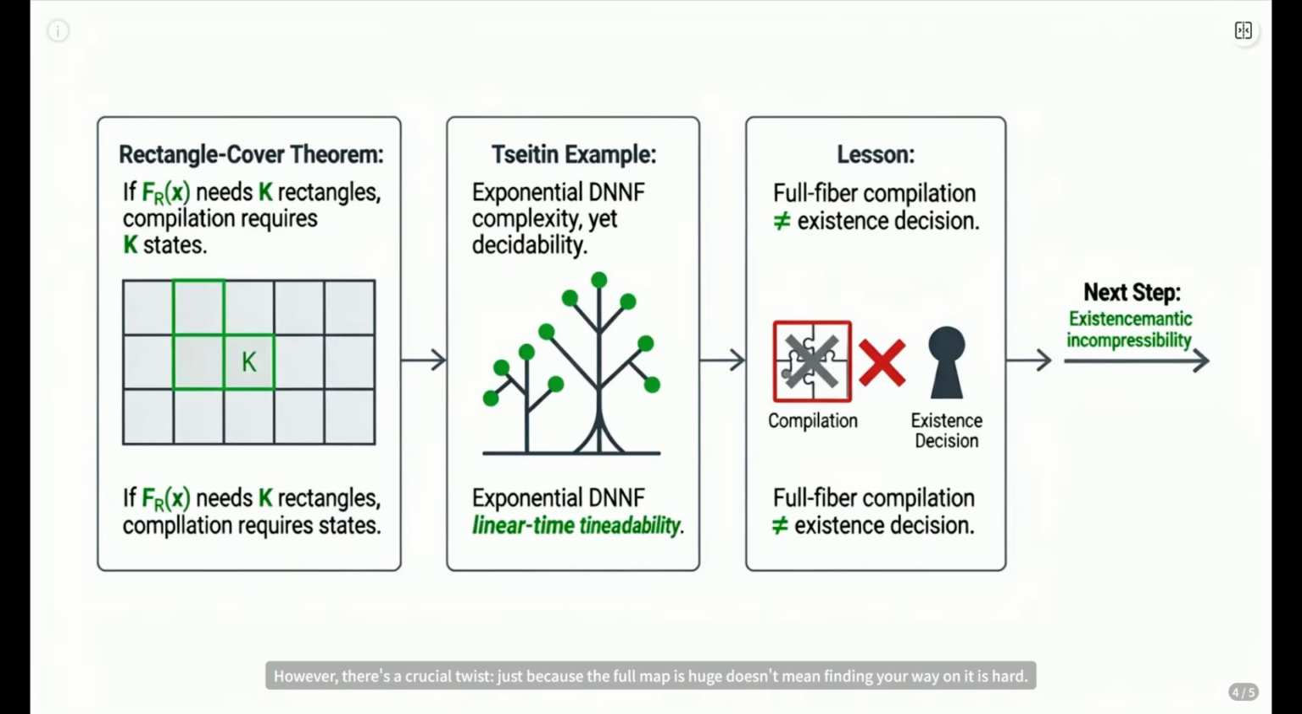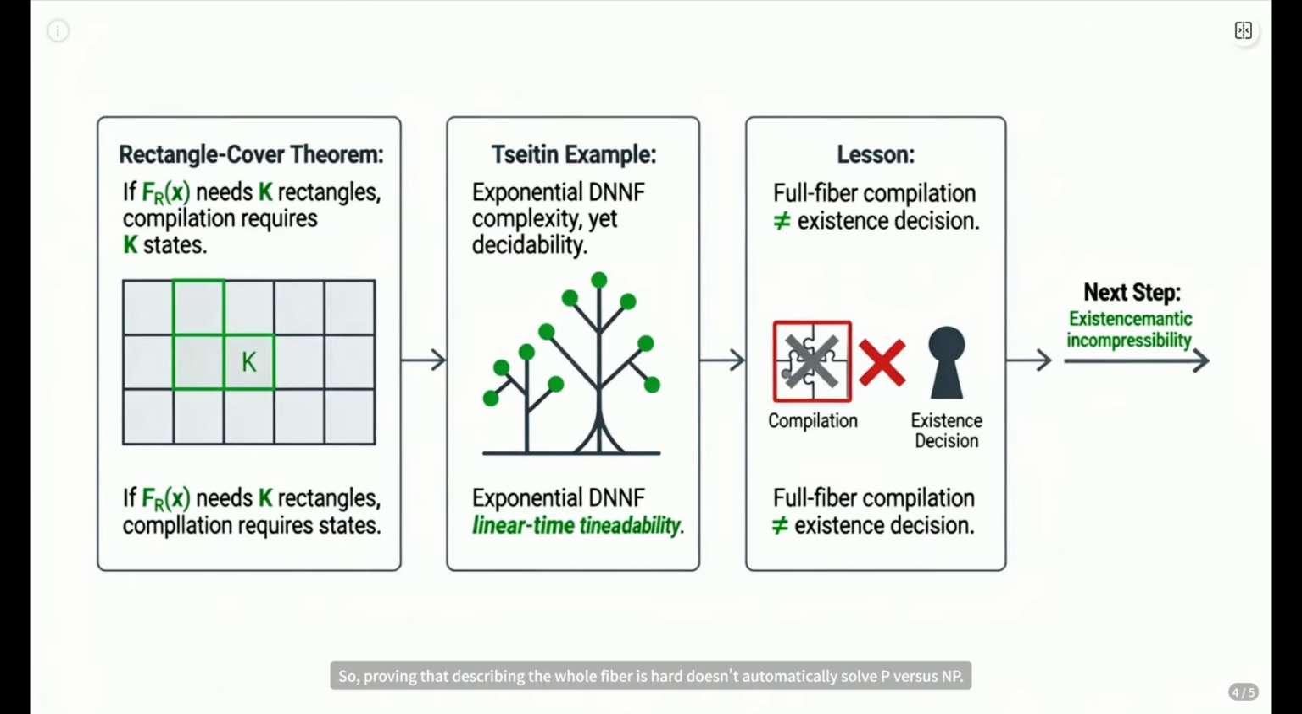However, there's a crucial twist. Just because the full map is huge doesn't mean finding your way on it is hard. Take Cyton systems, their solution space can be exponentially complex to describe, yet you can decide if a solution exists in linear time using parity checks.